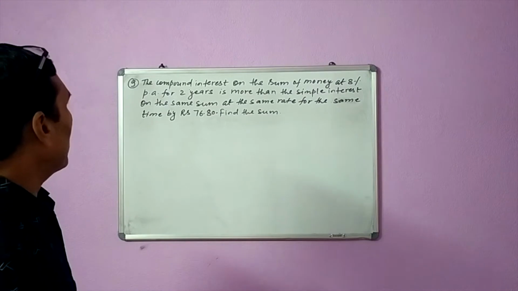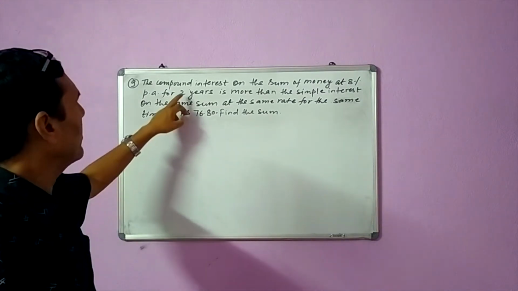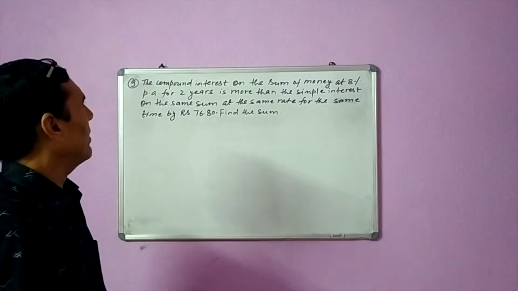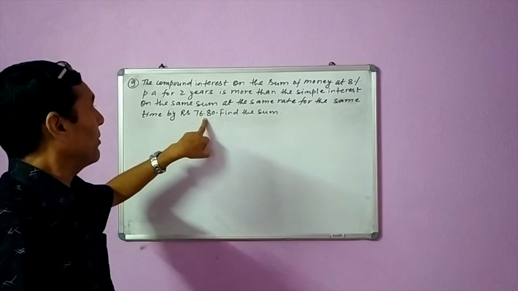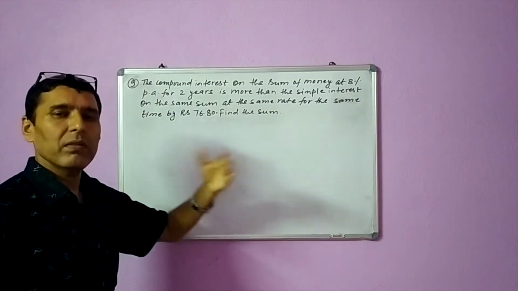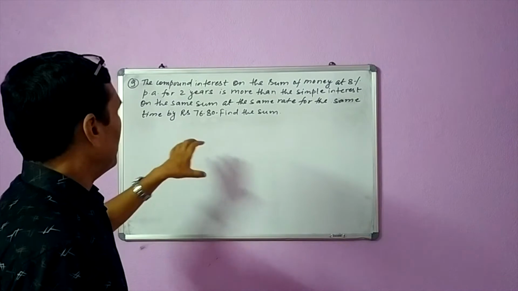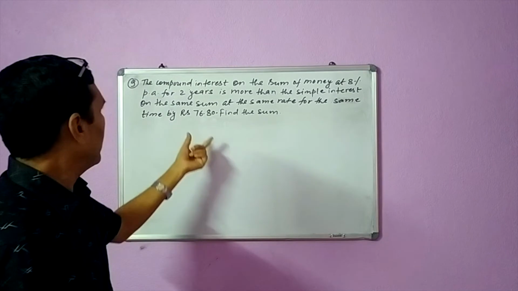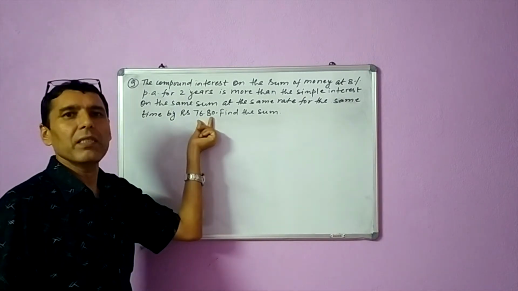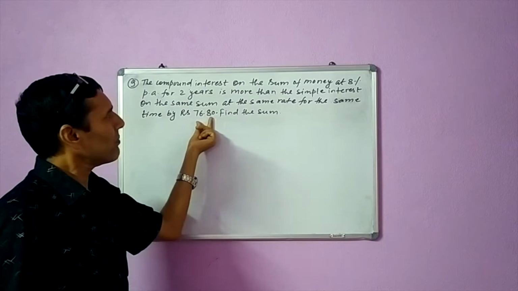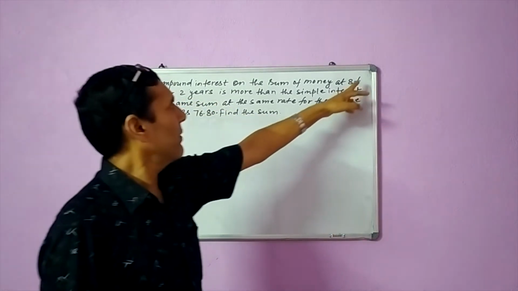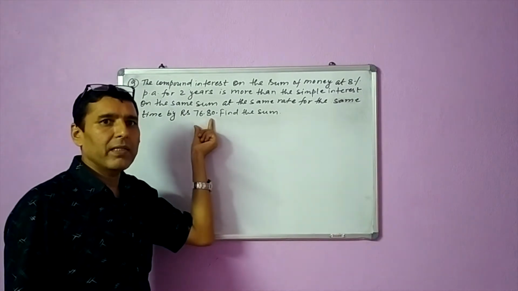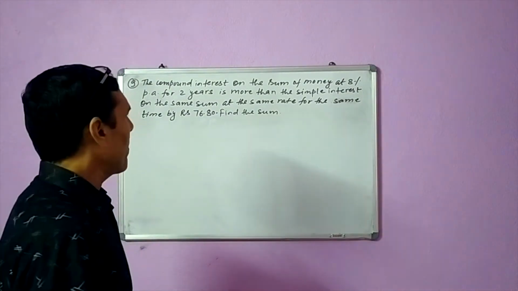Whose compound interest for 2 years at the rate of 8% per annum, compounded annually, will be rupees 76 and 80 paisa more than the simple interest for the same sum, same time, same rate. That means the difference between the compound interest and simple interest for 2 years at the rate of 8% per annum is given here. Here the interest is compounded annually.